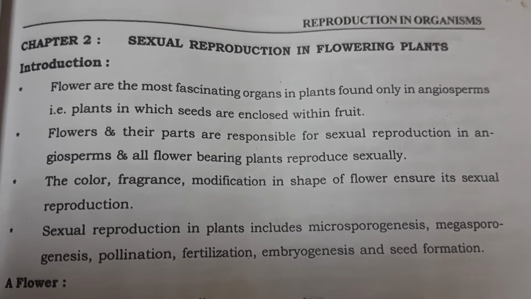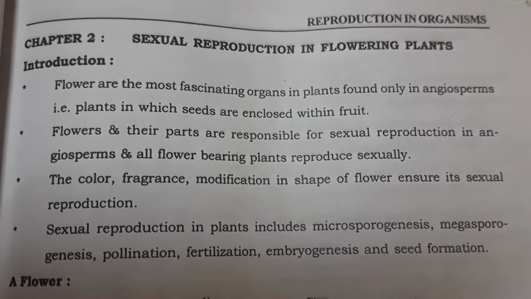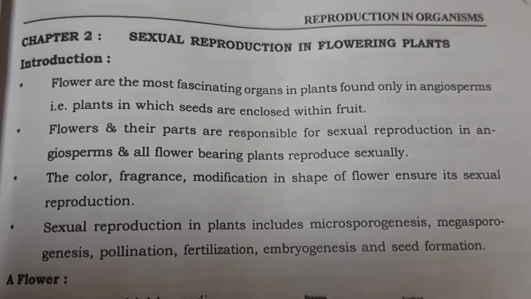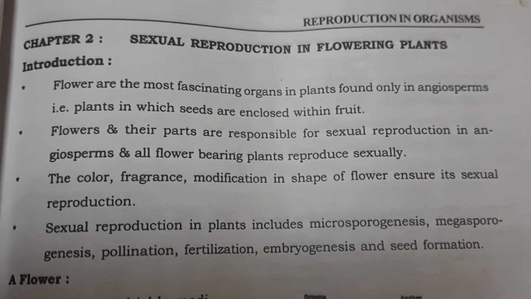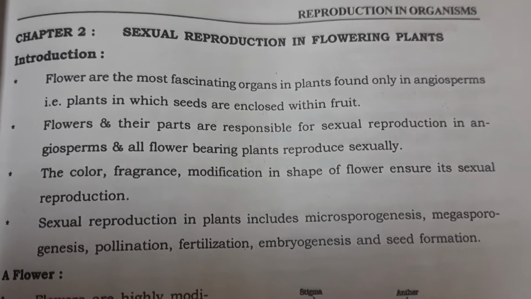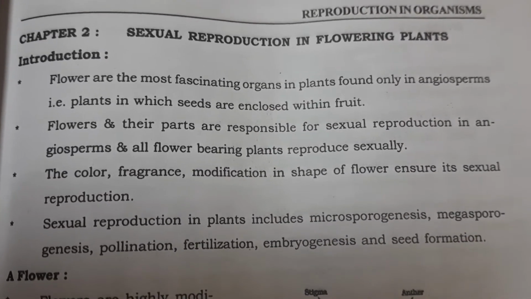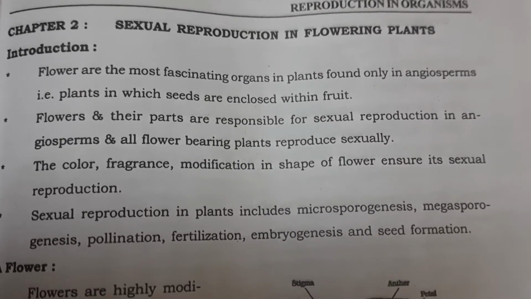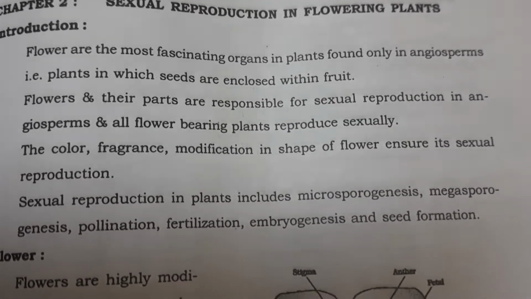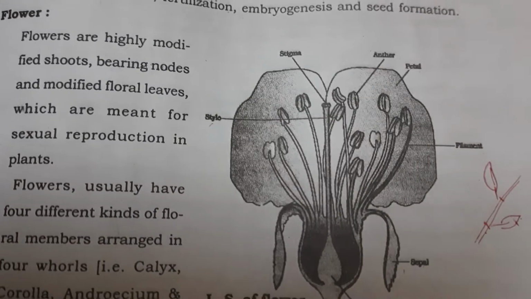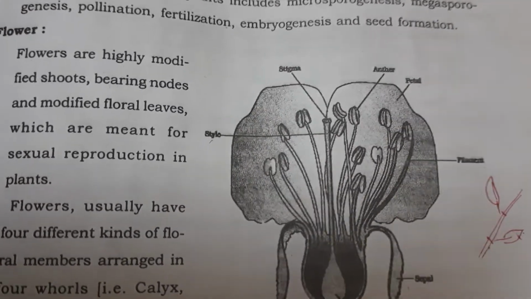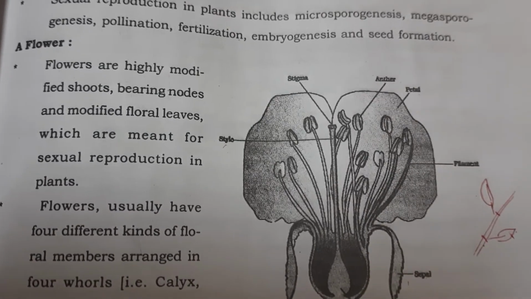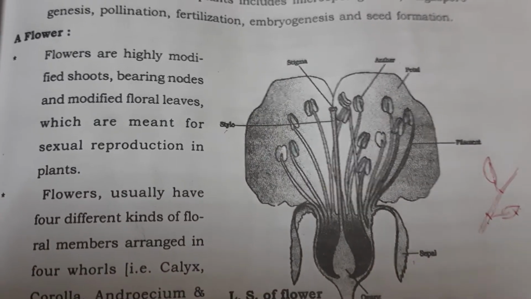Due to the presence of the florigen hormone, the shoot system is converted into a flower. A flower is a highly modified shoot system. Here the shoot system is converted into a flower.